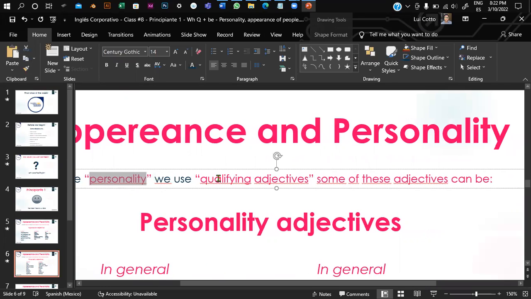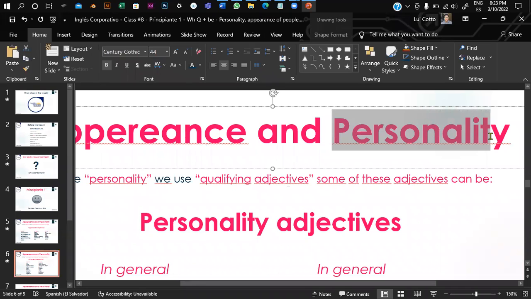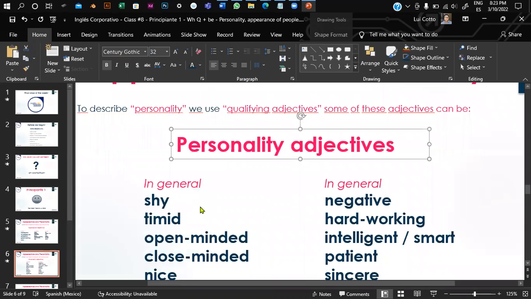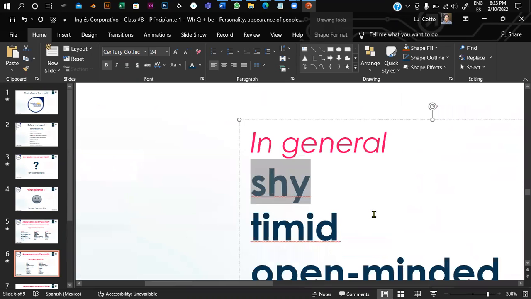Personality. We use qualifying adjectives. Now is the turn for personality, okay? The personality, not appearance, personality. This is in general. It can be for women or men. The first one is?